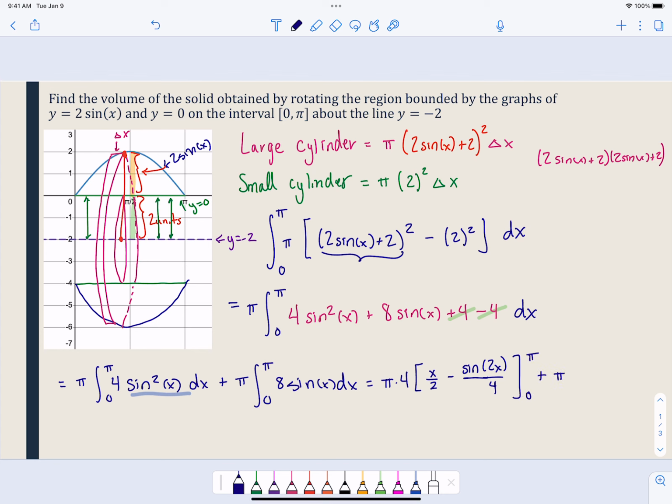And then my second one, I can bring that 8 out in front too, or maybe I'll write it like I did over here. So pi times 8, and then we're going to get negative cosine of x from 0.